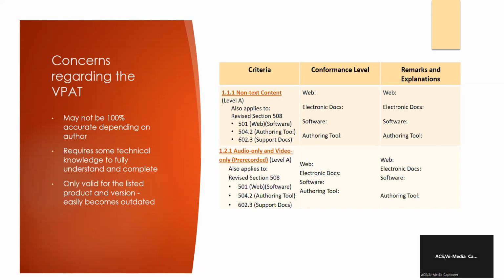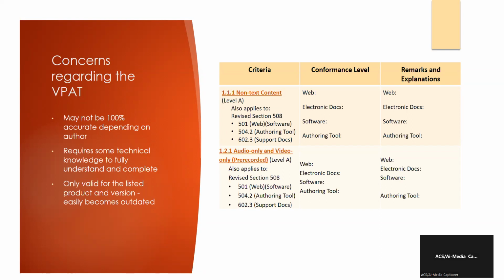And then finally, it is only valid for the listed product and version. These things do easily become outdated, especially as something like software that gets continuous updates over the course of time. So one of the judgment calls is, how accurate is this? And is it something that's needing to be updated, and you're going to need to ask for a new copy or a new test to be done? Essentially, the older the VPAT is, the more likely it's not going to be helpful.